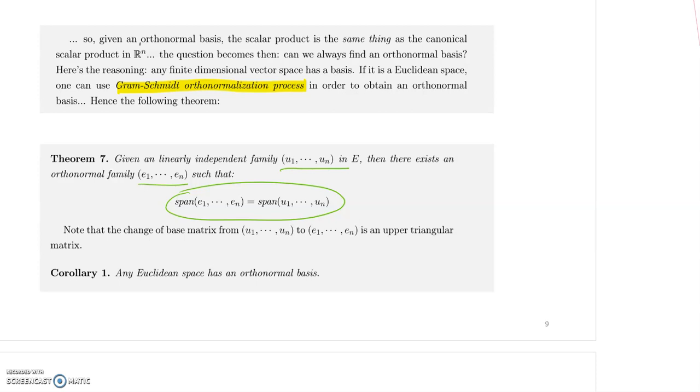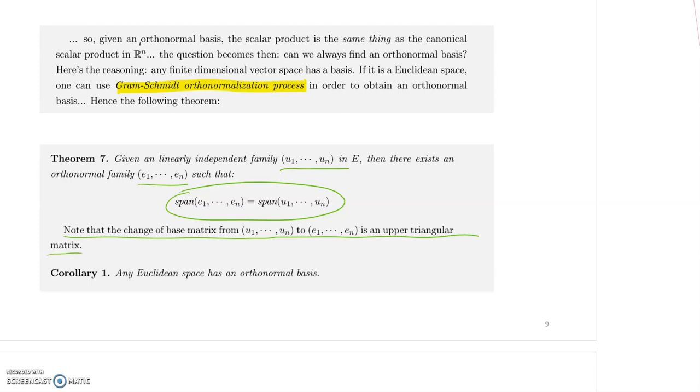If you remember, we make E1 the normed version of U1. We make E2 out of U1 and U2. We make E3 out of U1, U2, and U3, and so on. So think about that. If you want to write the change of basis matrix from the first base, the old base, to the new orthogonal one, you will get an upper triangular matrix.